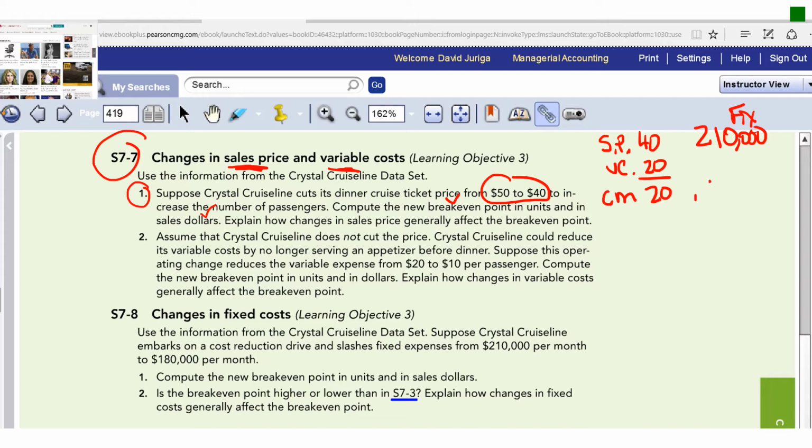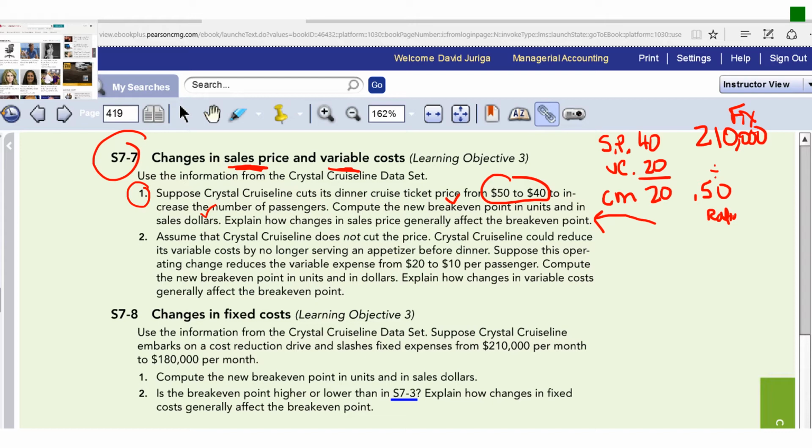Your new ratio is going to be right at 50%, because 20 divided by 40 is 50%. That's your CM ratio. To get the revenue, you could either take 210 and divide by the ratio, or again, take those same units and multiply by 40. And we'll get to this on the next slide, but that's going to be part 1.